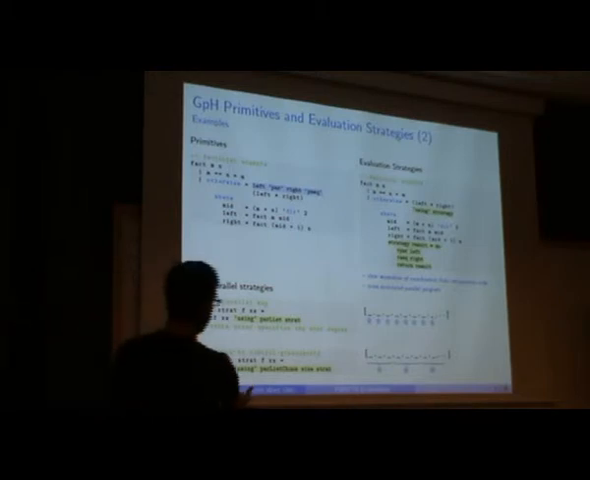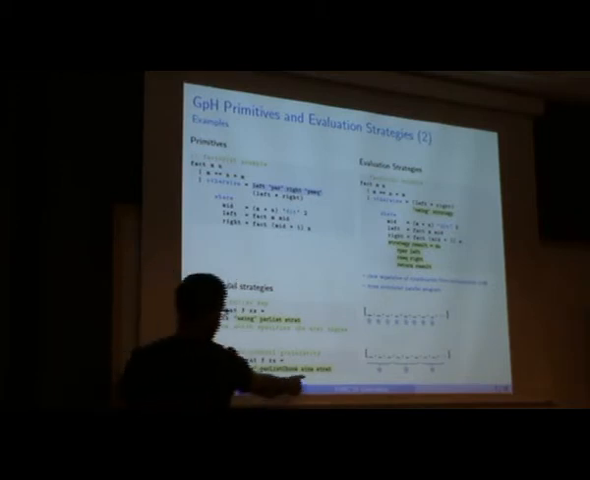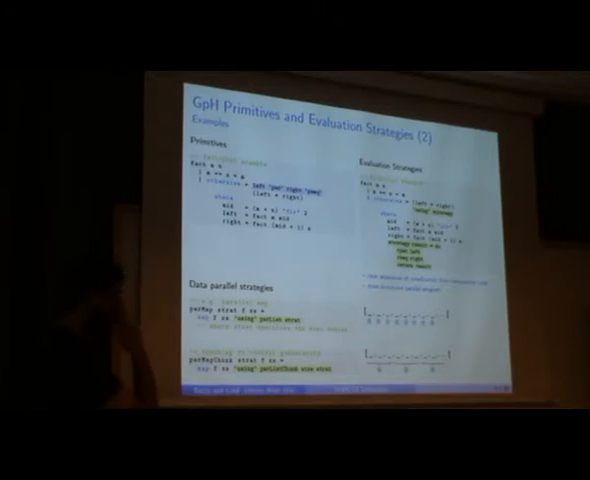We can do other things like chunking to control granularity. Again, the sequential part remains the same, we just use a different strategy and include an additional size parameter here. Instead of creating a spark for each element, it creates a spark for a chunk of elements from the list.